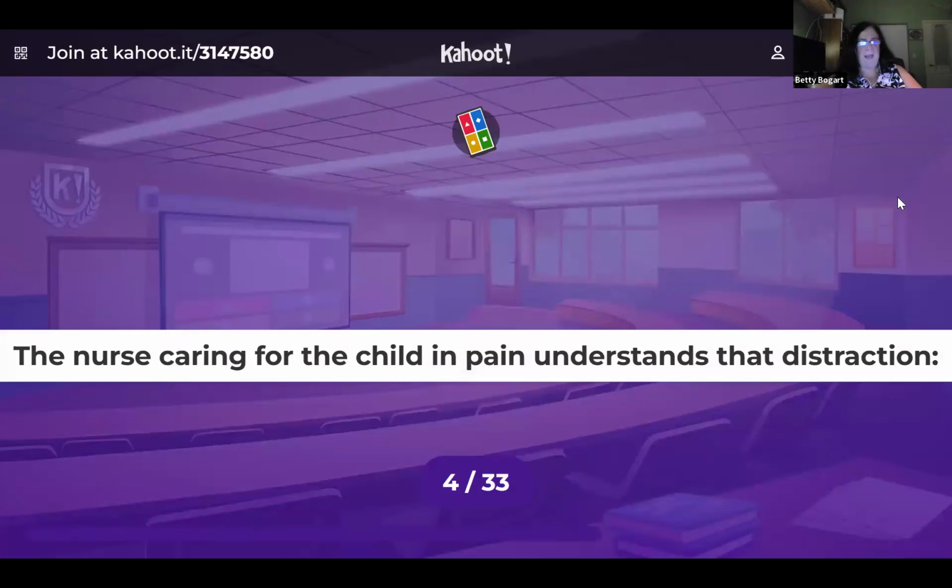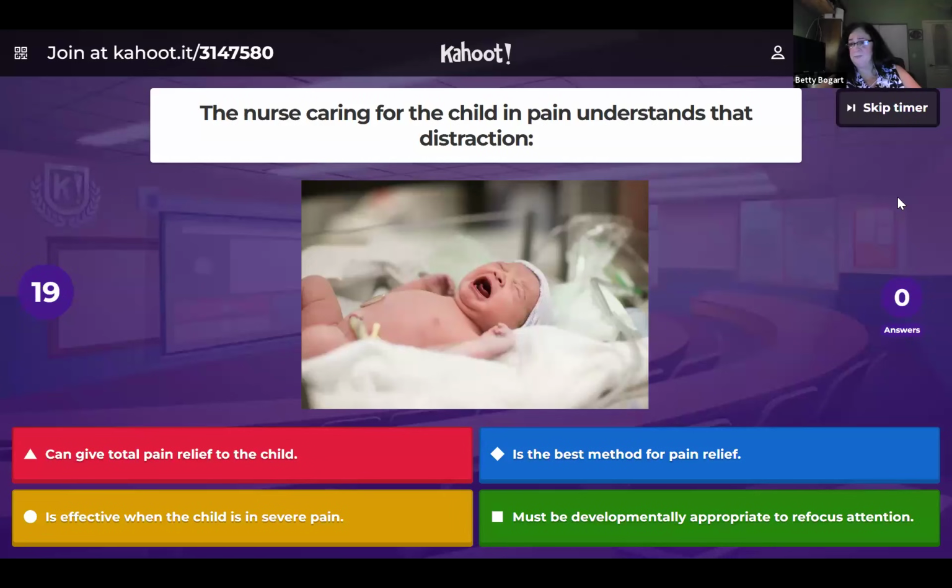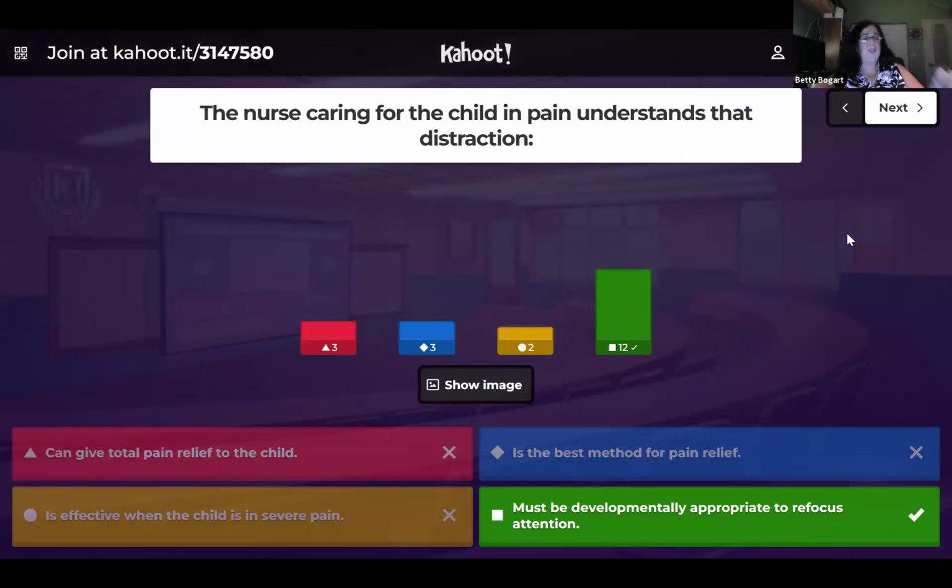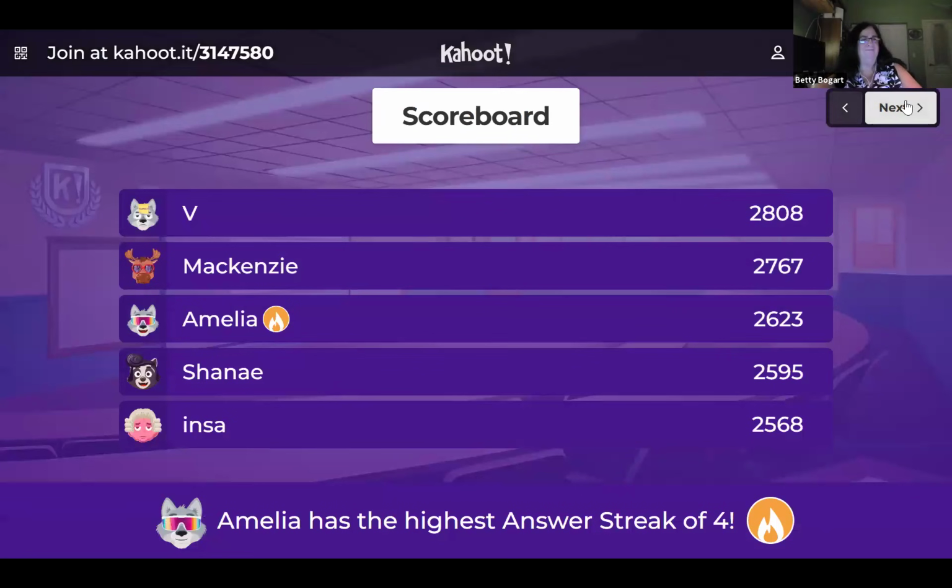The nursing care for the child in pain understands that distraction. Remember, distraction, no matter how you do it, must be developmentally appropriate. I'll give you an example. Let's say you have an infant crying. I'm not going to give them a sticker and say, here, you like this, play with this. They're not going to know this. That distraction is not developmentally appropriate. You wouldn't give an adolescent a sticker. Again, developmentally appropriate.